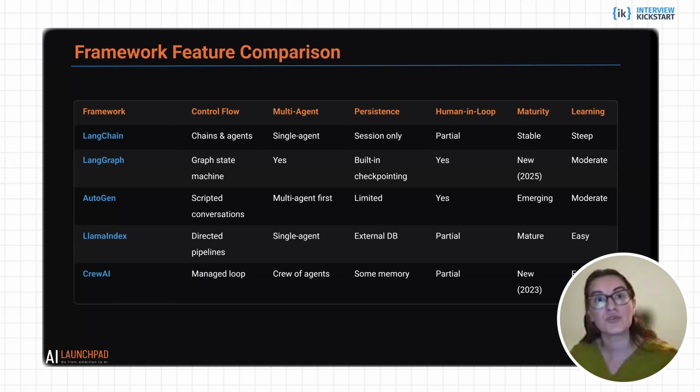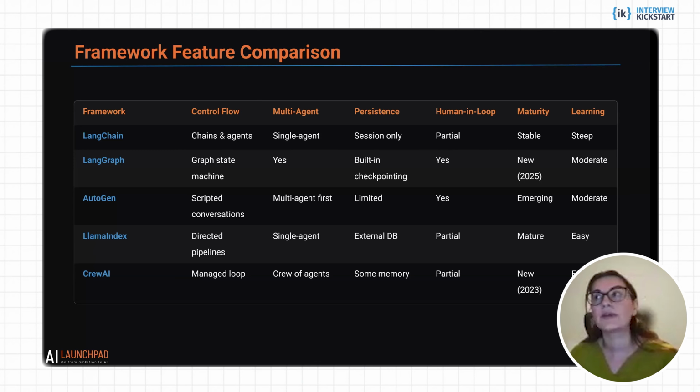You can have AutoGen. It's multi-agent first. It was developed by Microsoft Research, and it's scripted conversations between multiple agents. You can define agents like analyst, coder, reviewer, and it's great for multi-role coordination type of work.